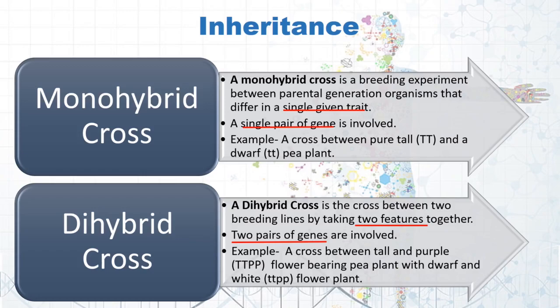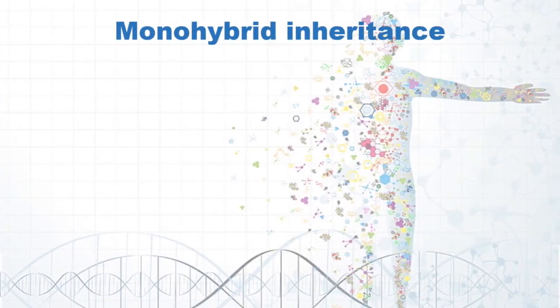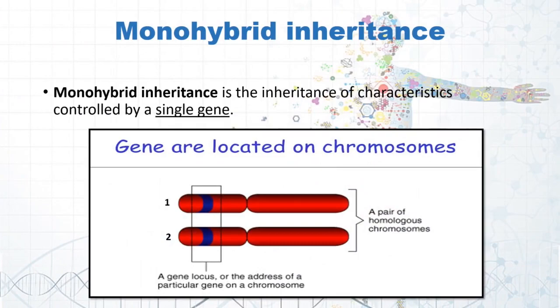An example of a dihybrid cross: a cross between a tall and purple flower bearing pea plant with a dwarf and white flower bearing pea plant. As I told you, today we will only learn about monohybrid inheritance. Monohybrid inheritance is the inheritance of characteristics that are controlled by a single gene.